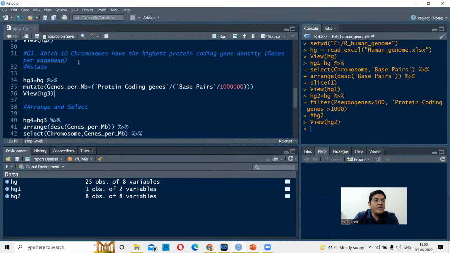To basically find which 10 chromosomes have the highest protein coding gene density, or genes per megabase, right? So we are looking at a new metric that we have to calculate, that is genes per megabase. And to calculate this metric, we can use the dplyr verb called mutate, right?